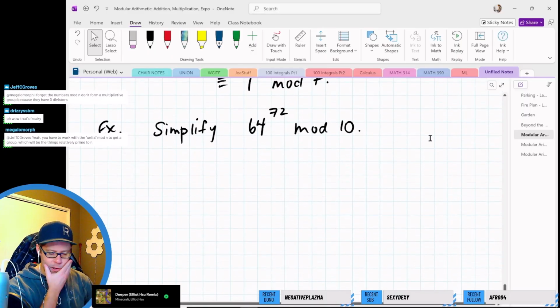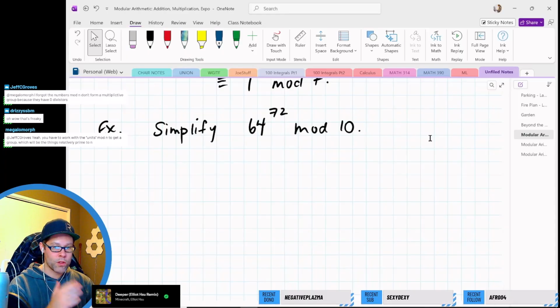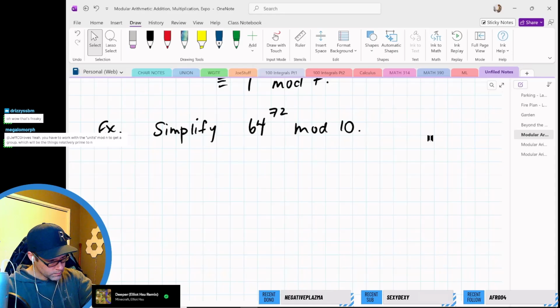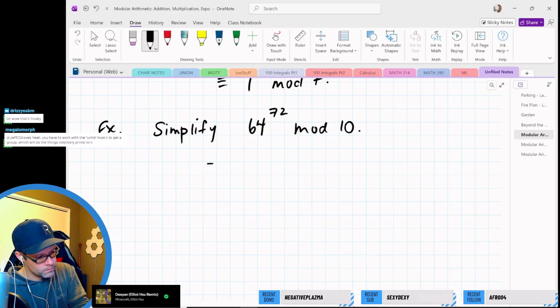Okay, so how do we want to tackle something like this? My intuition says I probably want to work with the 64 first. So it doesn't matter whether I have 64 to the power of 72 or the remainder of 64 mod 10 to the power of 72. So let's just reduce that to 4, it's going to have the same remainder. So we're going to do 64 mod 10, which is 4.